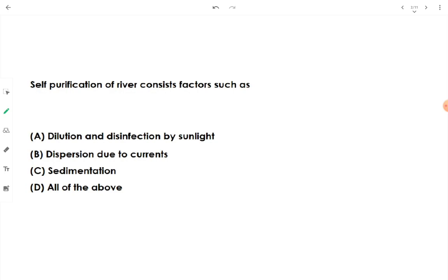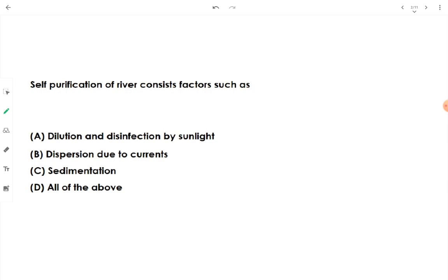Sedimentation means settling of particles. All the organic particles that are present in the wastewater will get settled down to the bottom, and at the bottom of the river stream anaerobic condition will prevail. Anaerobic condition will be generated which will cause decomposition of the organic matter. Okay, then oxidation process is done by aerobic bacteria. Then reduction is there. Reduction is done by anaerobic bacteria.